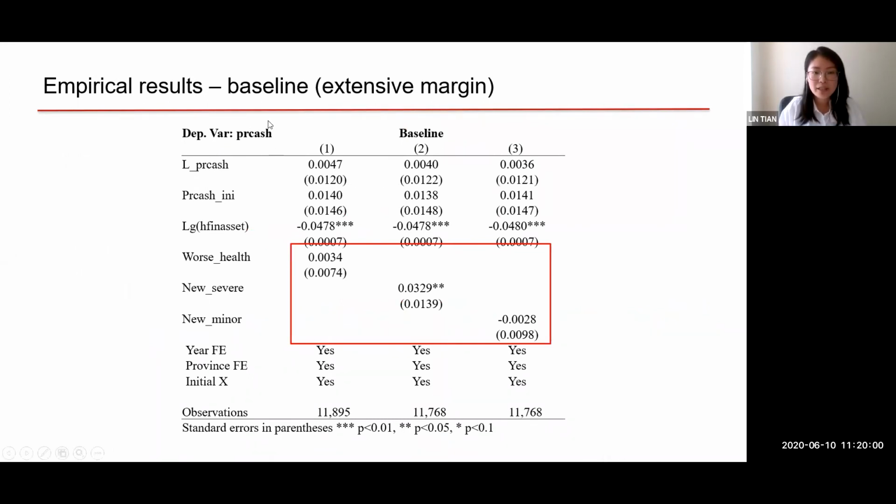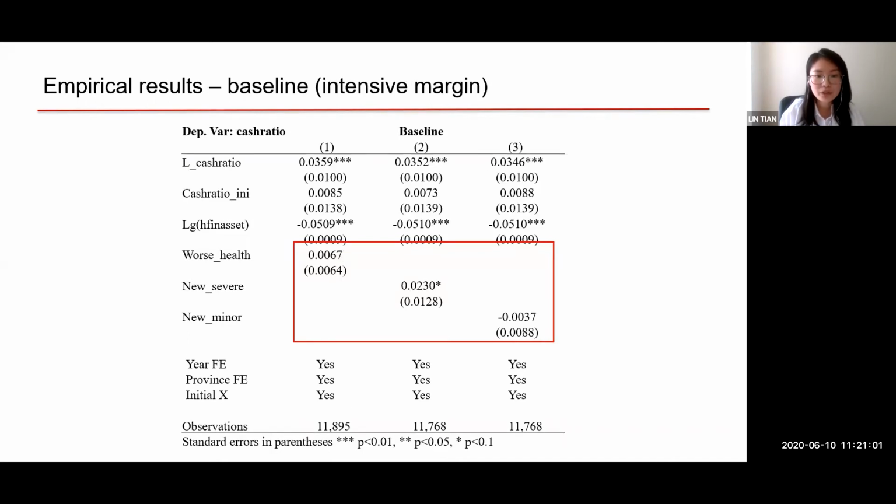So here come our baseline results. The dependent variable is PR cash. It's a dummy variable which equals 1 if you hold only cash in your safe assets. And each column shows the estimates for the model for each of the health shock indicators. So for example, the first column is estimates when we have the first health shock indicator, worse health, in the model. And the second one is for the new severe conditions. So we find that only the marginal effect for the new severe conditions is significant and positive, which means if you experienced a severe health condition in the past 2 years, then you are 3.29 percentage points more likely to hold only cash in your safe assets. So it seems to support our first hypothesis.